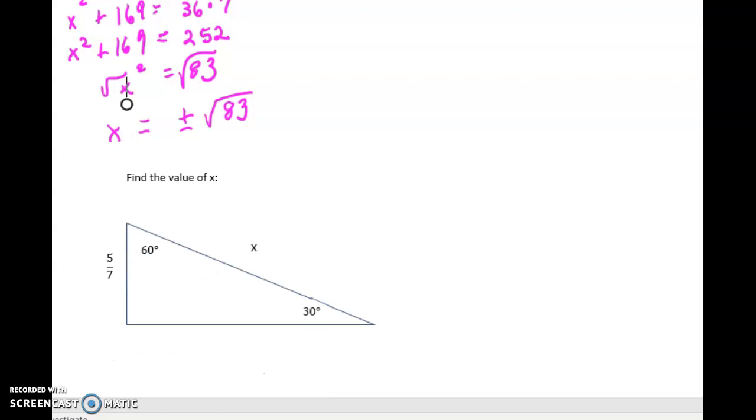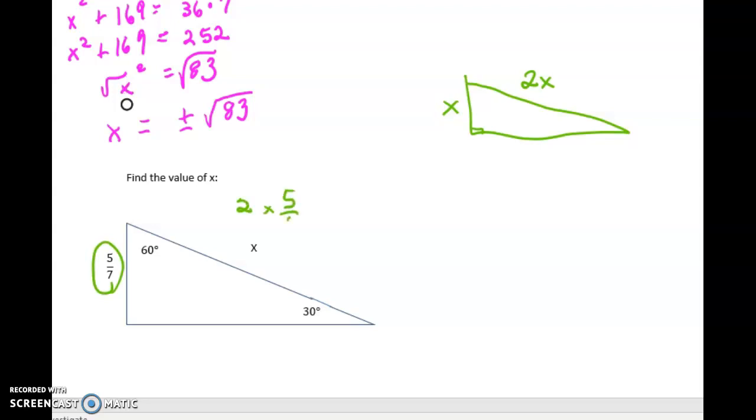The last problem is a 30, 60, 90, and hopefully we remember 30, 60, 90s revolve around the short leg. The hypotenuse is 2 times the short leg, so if my short leg is 5/7, then 2 times 5/7 will give me the hypotenuse. I'm going to make it 2 over 1, so I can multiply straight across the top, straight across the bottom. So the hypotenuse is 10/7, and the long leg is always the short leg times the square root of 3.